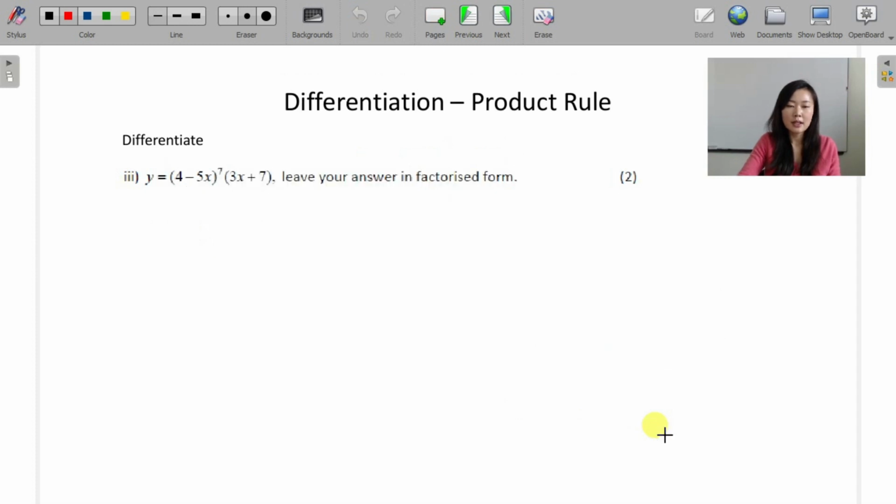Next up, we have product rule. So I think we've seen something similar before, so we'll take this opportunity to look at product rule again in combination with the chain rule. So second time around, hopefully it makes more sense.